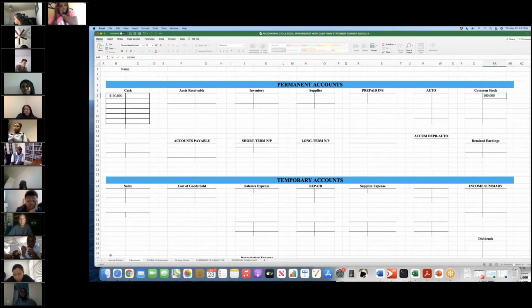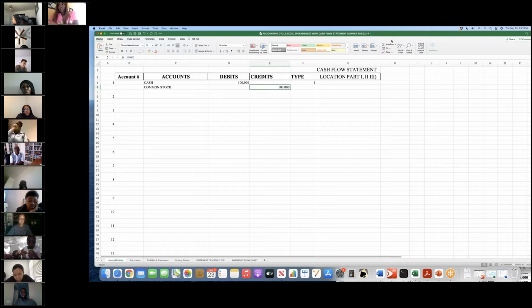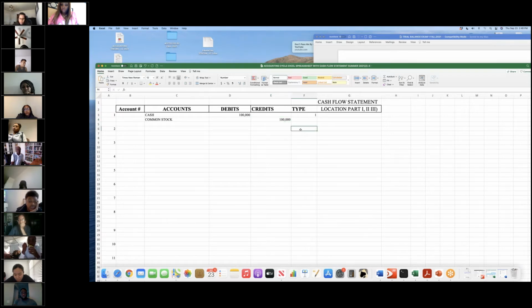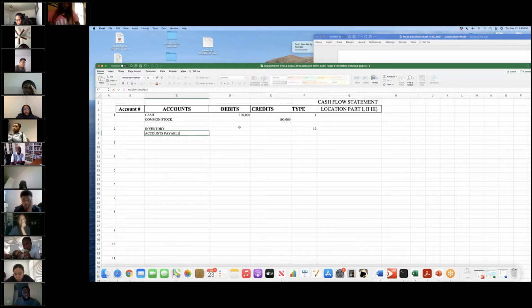Okay, so let's move to the second journal entry. In the second journal entry, we purchased inventory on account for 200,000. So our type here is a 12. And we're going to debit inventory and credit accounts payable for 200,000.